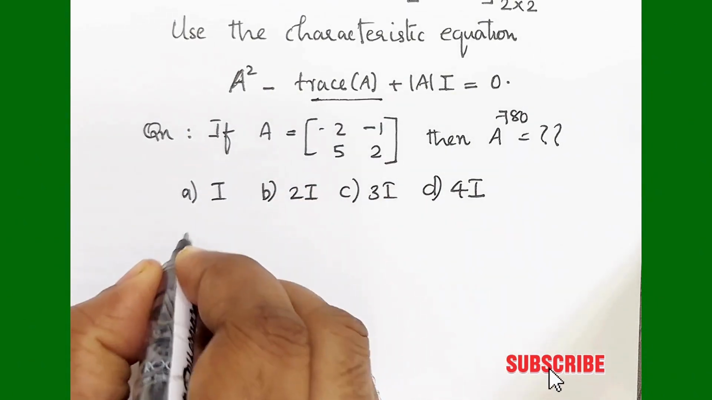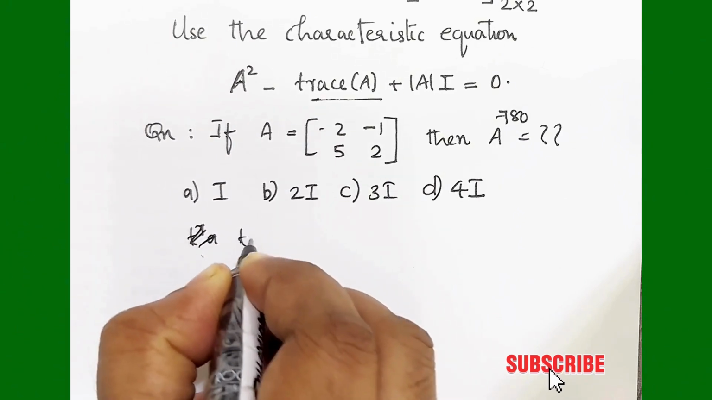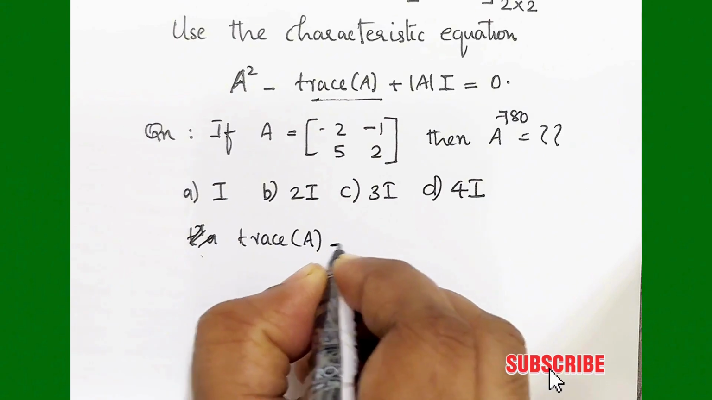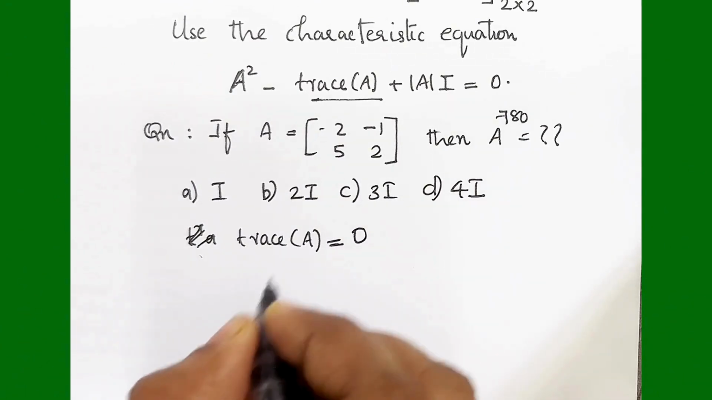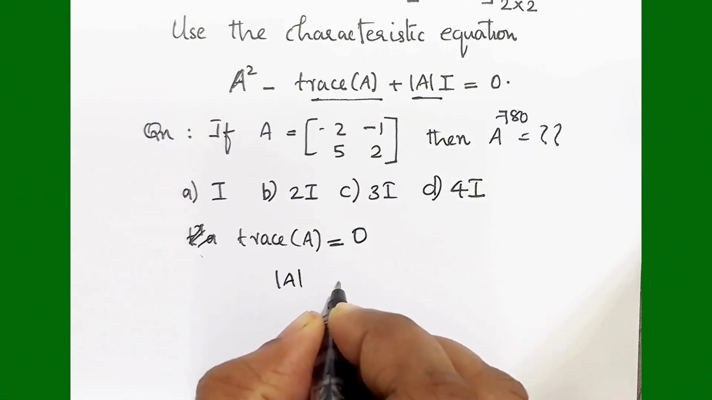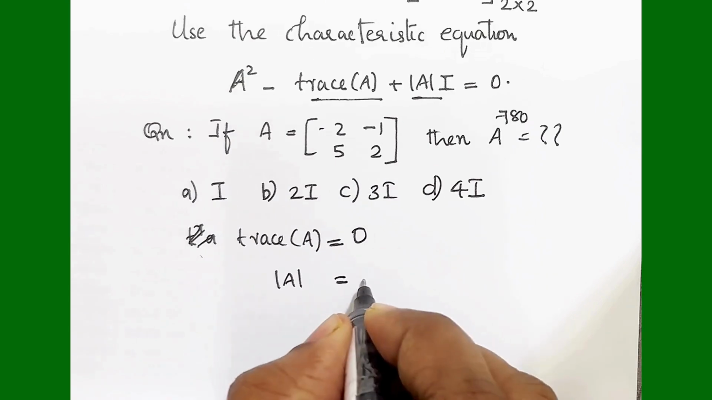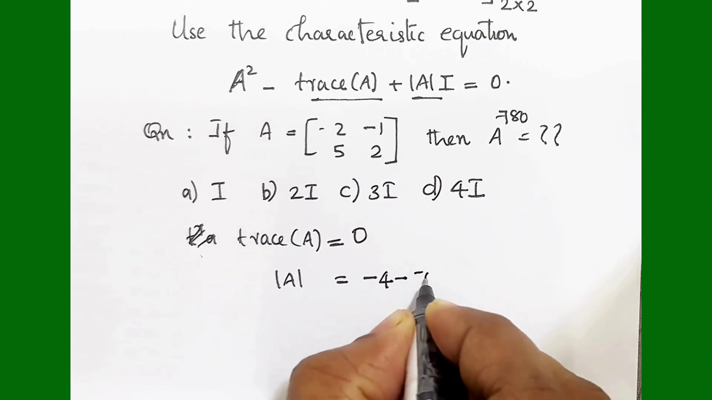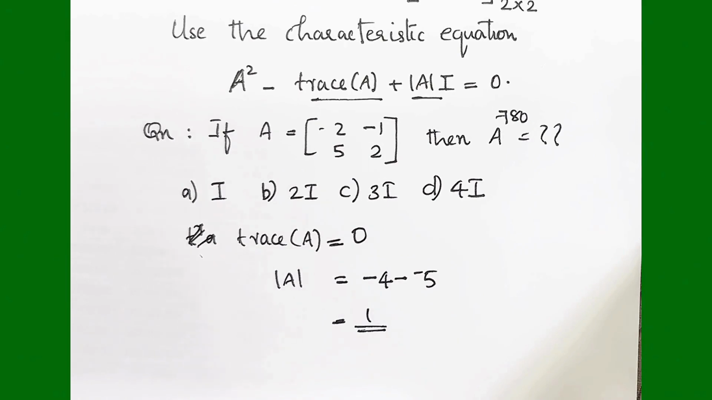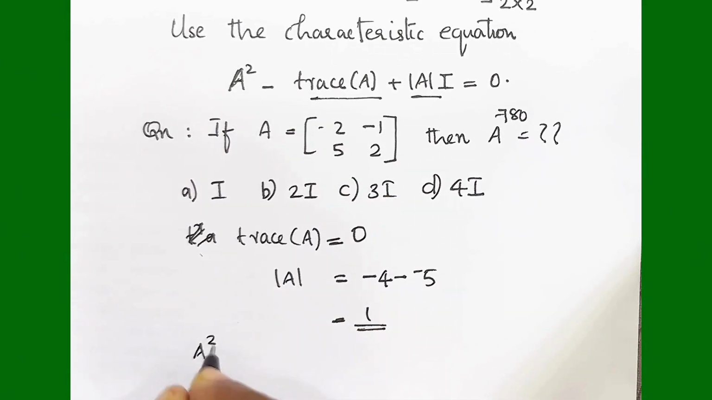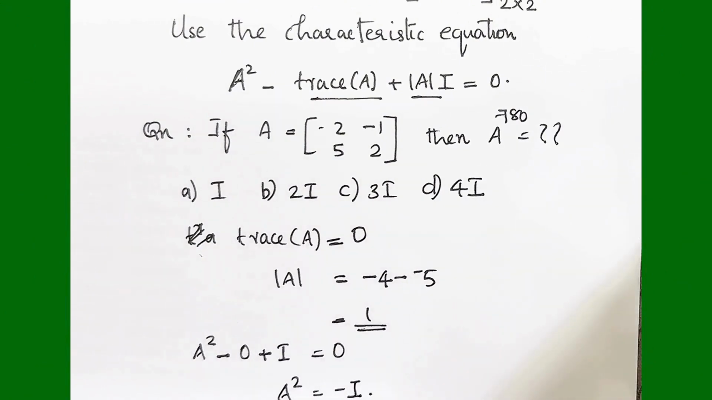So first calculate trace of A. Trace of A is equal to negative 2 plus 2, so that's equal to 0. Now calculate determinant of A. Determinant of A is equal to negative 2 into 2 means negative 4 minus 5. So that's equal to negative 4 plus 5, that's equal to 1. Therefore, simplify here, A square minus trace of A, that is 0, plus determinant of A, which is 1 itself. So 1 into I is equal to 0. So we can write A square is equal to negative I.